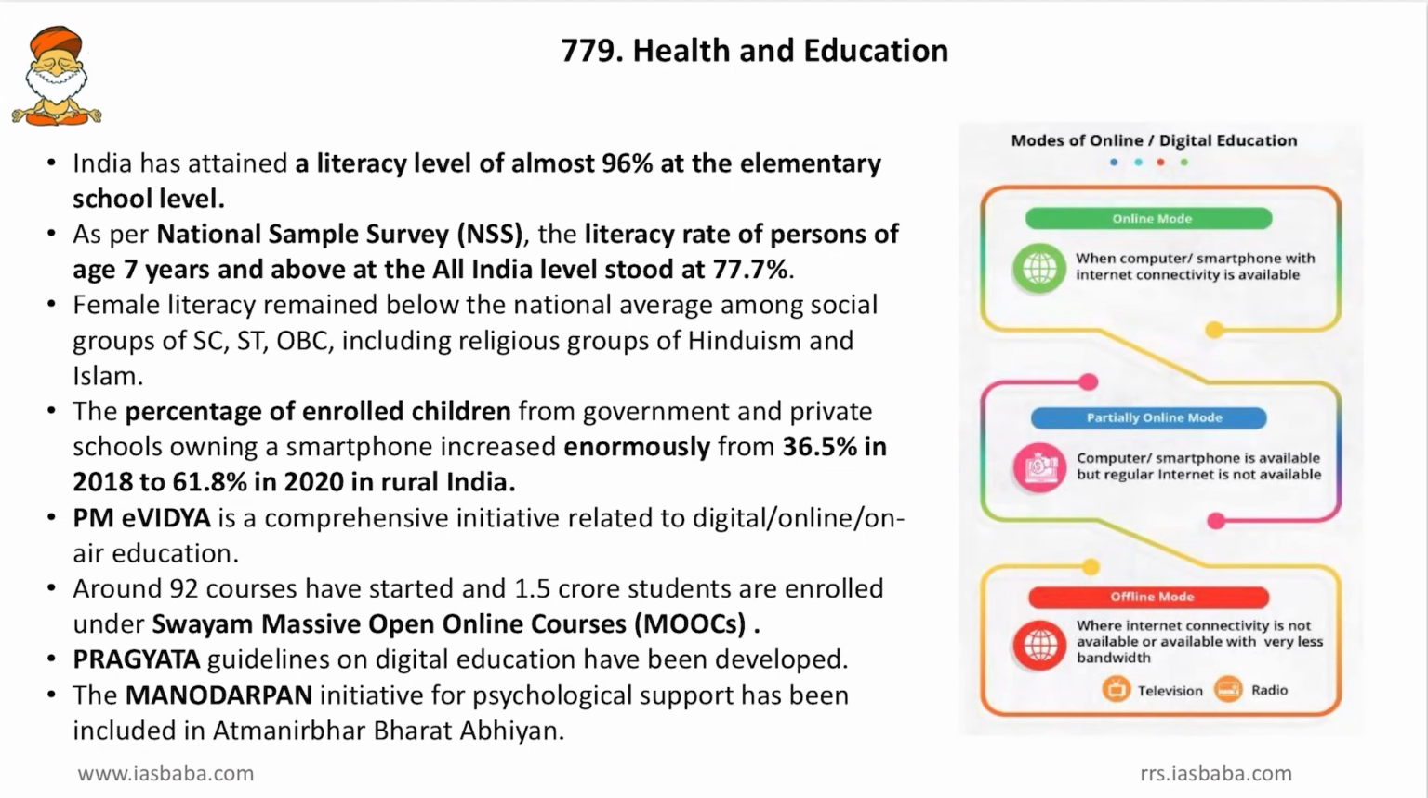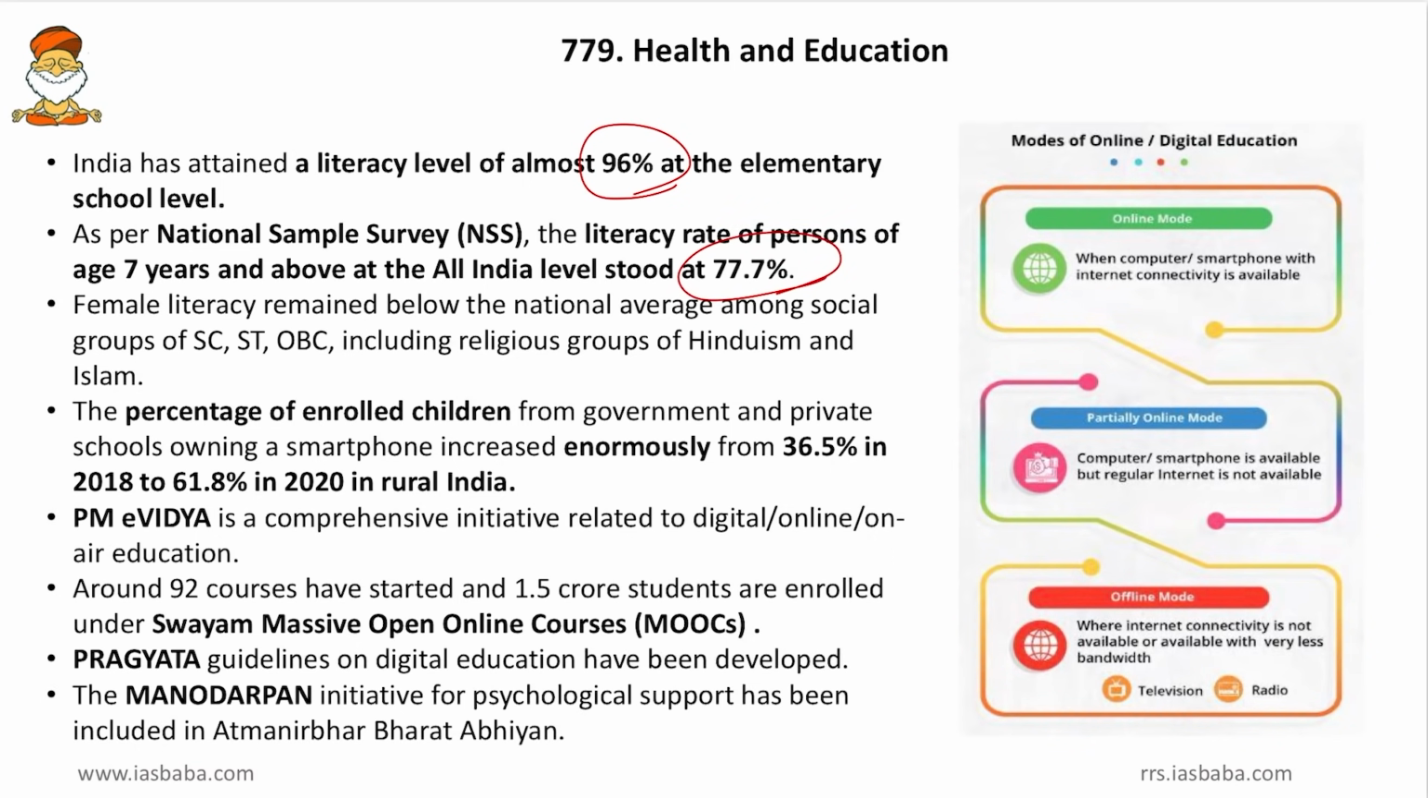Friends, India has attained a literacy level of almost 96% at the elementary school level. So this 96% we have attained at the school level, that is, primary education basically. Then as per the National Sample Survey, the literacy rate of persons of age 7 years and above at all India level stood at 77.7%. So people aged 7 years and above have achieved a 77.7% literacy rate. So that is also worth remembering.